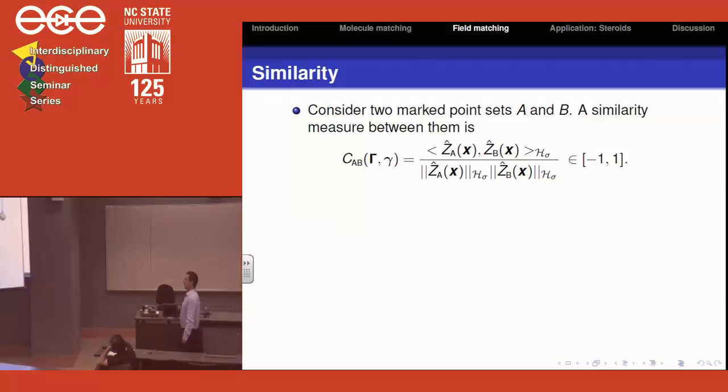So just like the Carbo index was a correlation, this is what we're going to do. We have the two predicted fields from the two molecules, and I can work out the inner product in this reproducing kernel Hilbert space, and then I just normalize so that the value lies between -1 and 1. So that's a measure of how similar the fields are, and it doesn't require any integration.